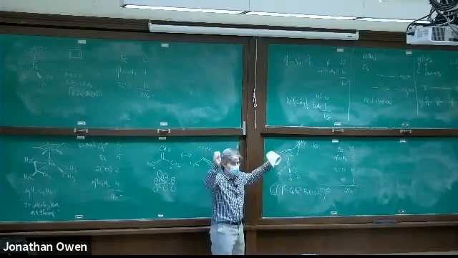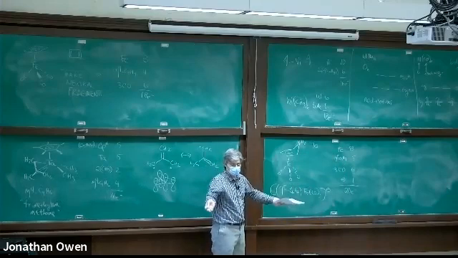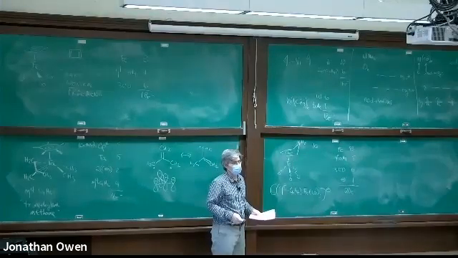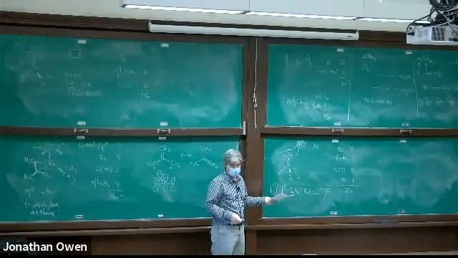Alarms should be going off in your head. 20 electrons, that's bad news. There are not enough valence orbitals on the iron. Something's wrong here. That's not a stable molecule.